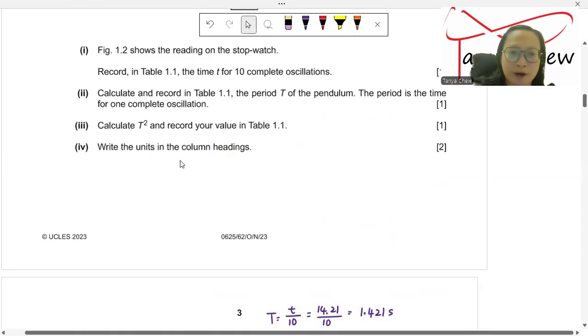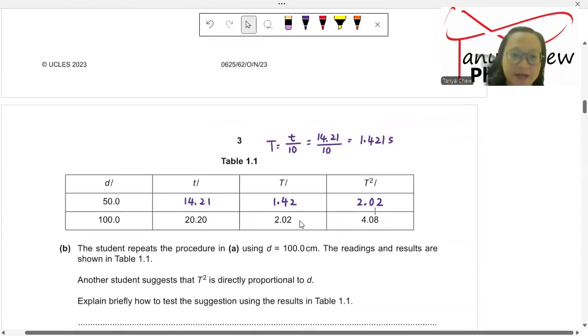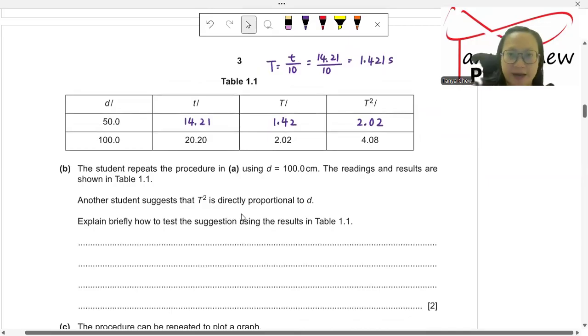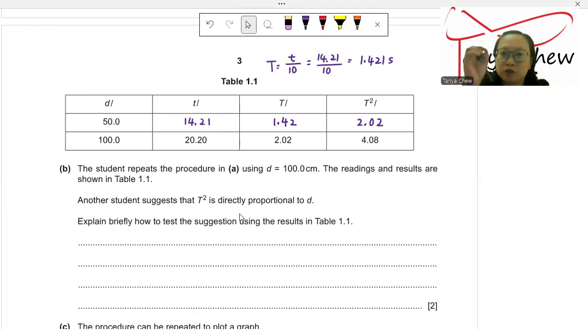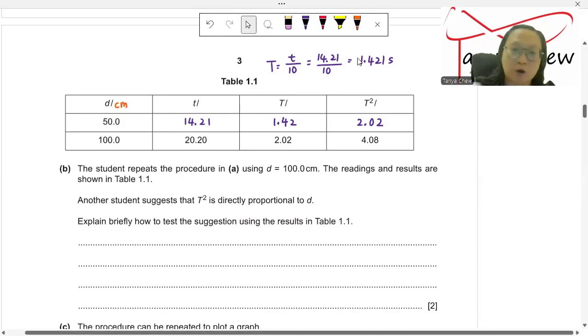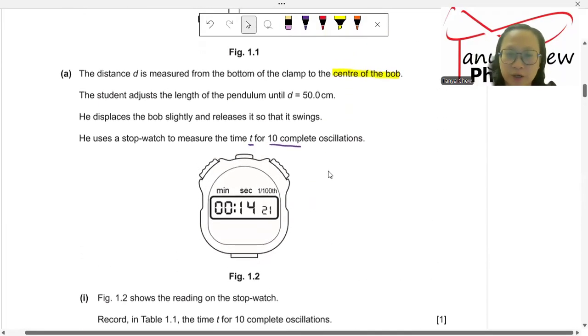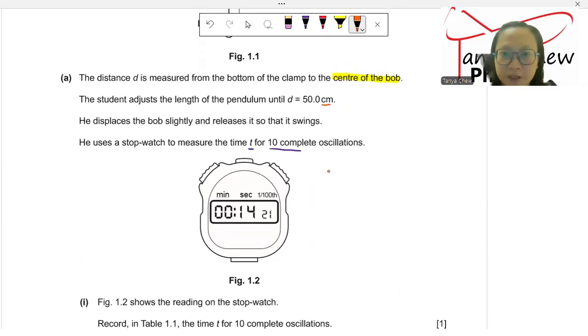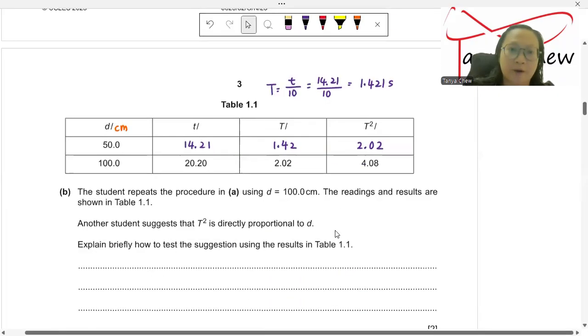Now, the last part, write the units in the column headings. Column headings means the title of your table. Table comes with the physical symbol, right? And together with their appropriate units. So the unit of D is cm. You might want to ask, how do I know? Okay, let us scroll out a little bit. Could you see here? D is equal to 50 cm. That is how I know.